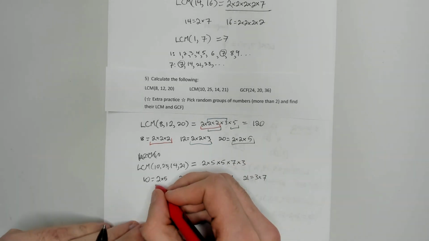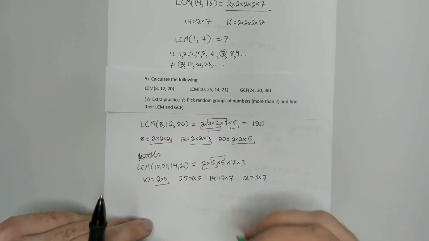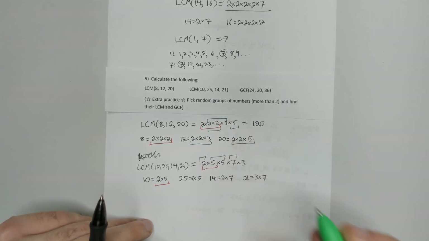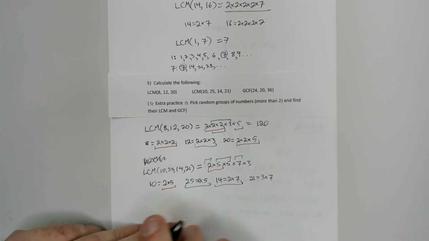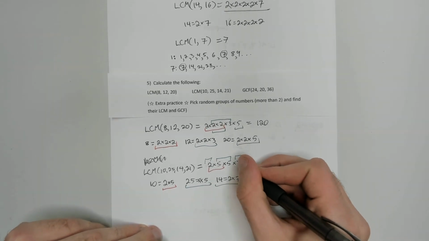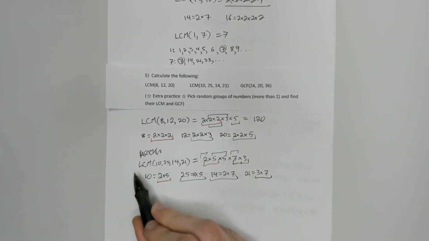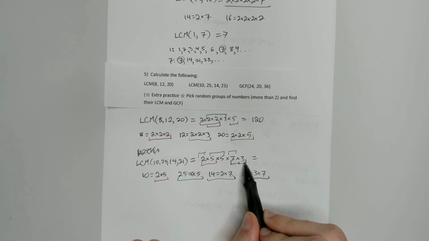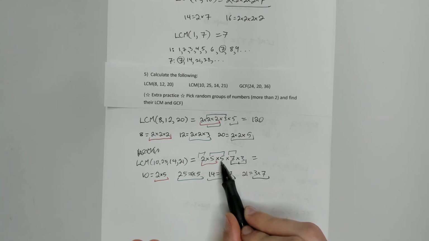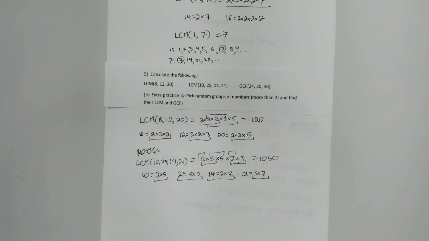So now we see that, okay, 10's 2 times 5 is covered in this prime factorization. 25's 5 times 5 is covered in this prime factorization. 14's 2 times 7 is covered in this prime factorization. And 21's 3 times 7 is covered in the prime factorization. So when we multiply these together to get our lowest common multiple, we are going to get 21 times 5 is 105 times 10 is 1050. So the lowest common multiple of all these numbers is going to be 1050.